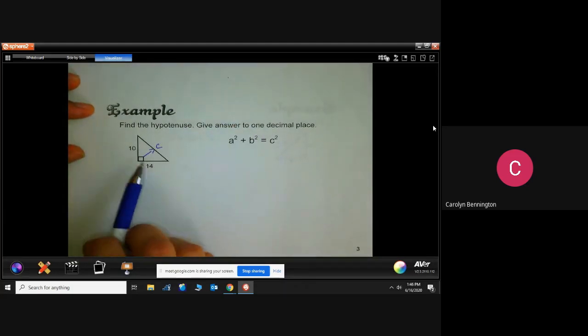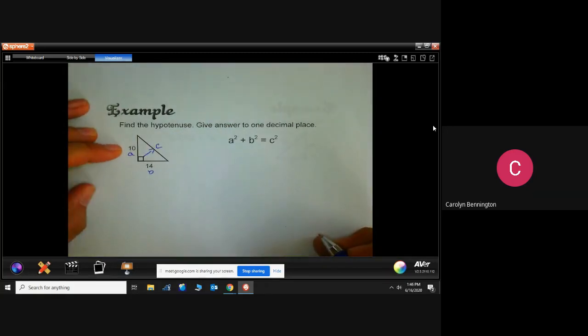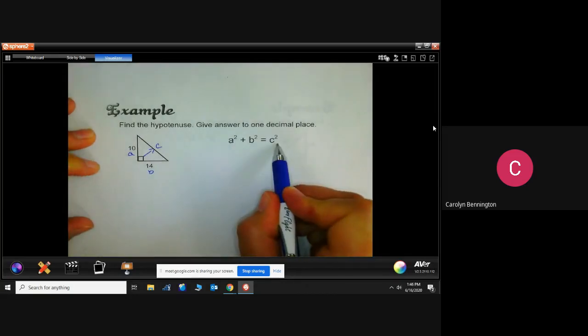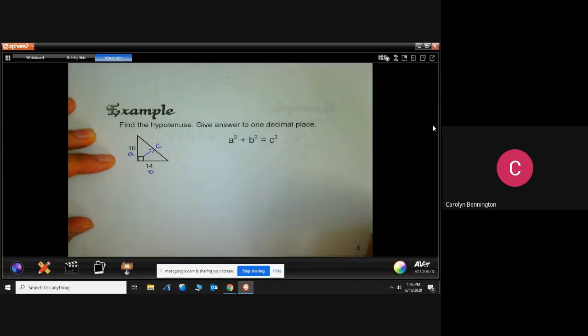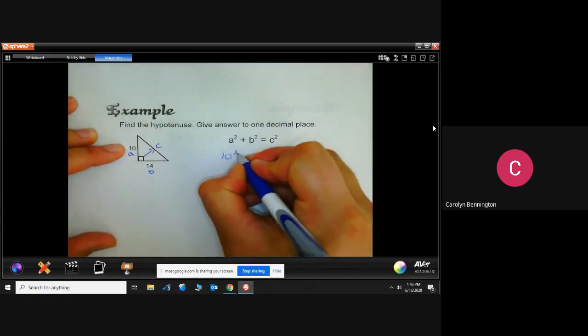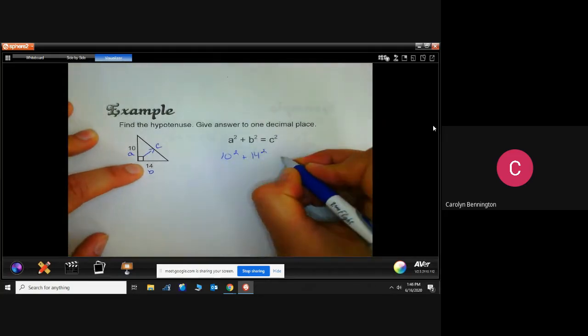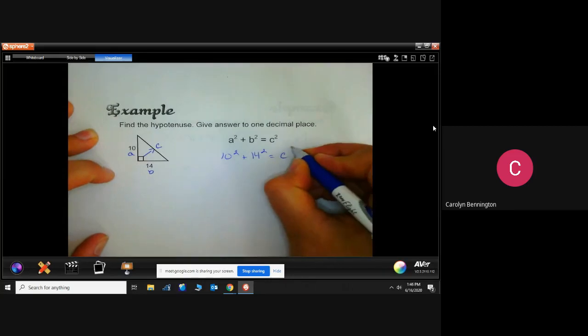For the two sides, it doesn't matter which one you call a and which one you call b. I could call 10 a or I could choose to call 10 b. So I'll just say a represents 10 and b represents 14. Now in our Pythagorean theorem, we're going to identify each of our variables. So our a is 10, so we'll have 10 squared plus our b, which is 14, and we'll square that, and this equals c squared.